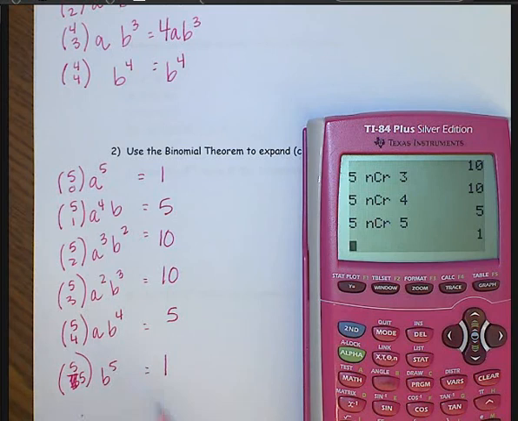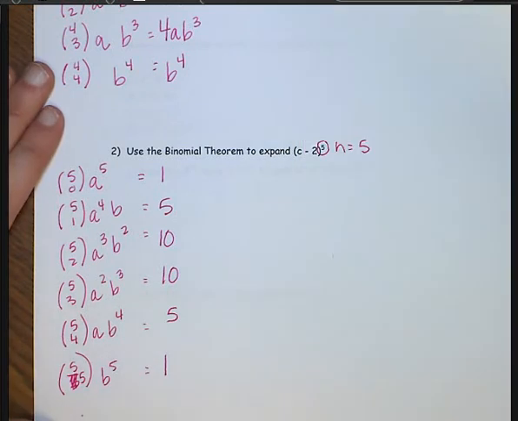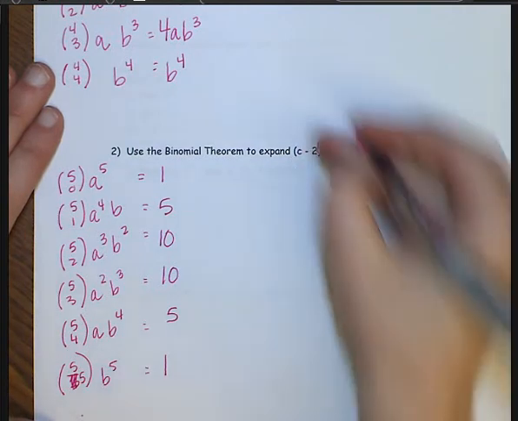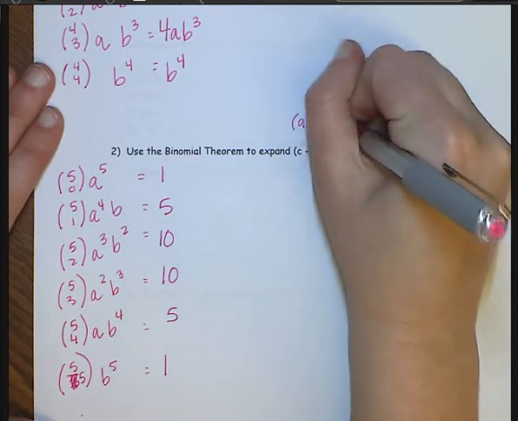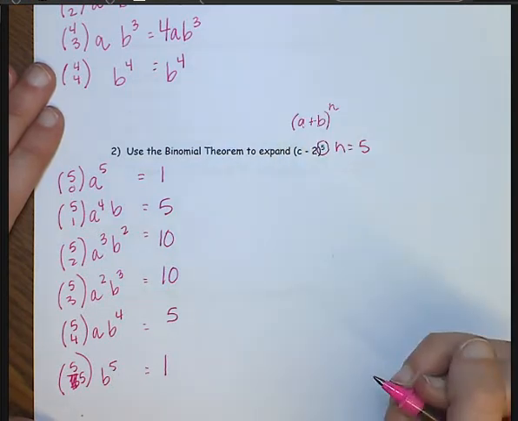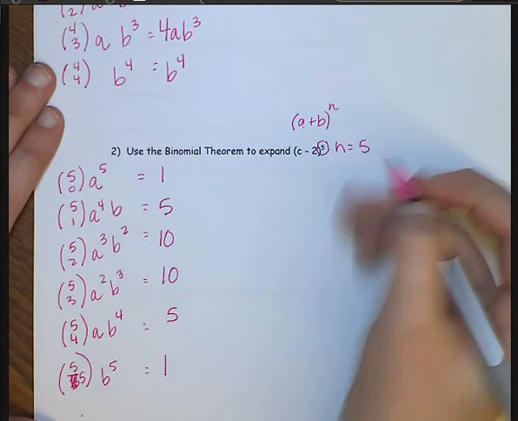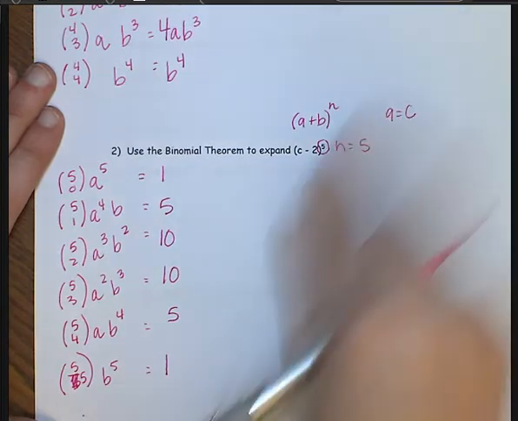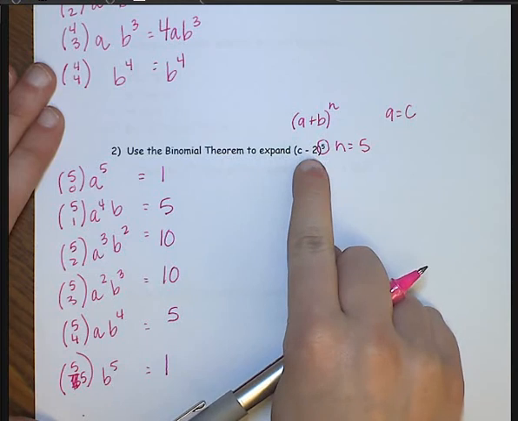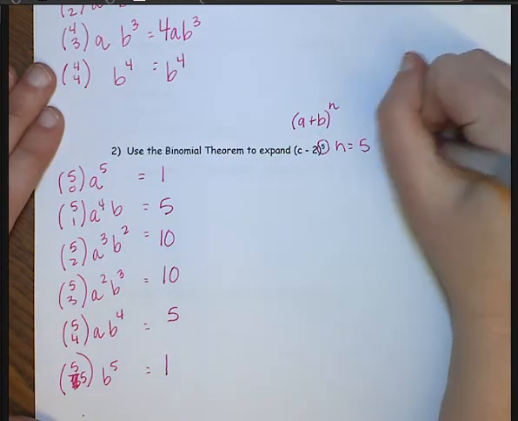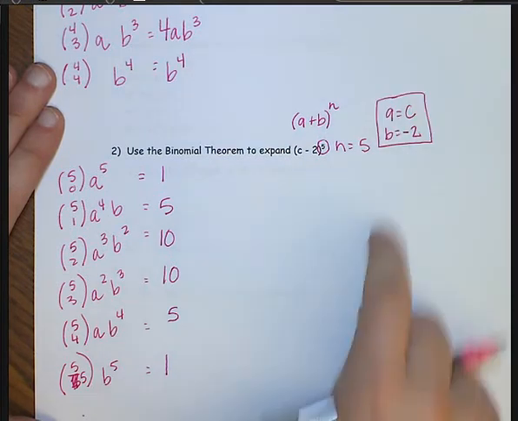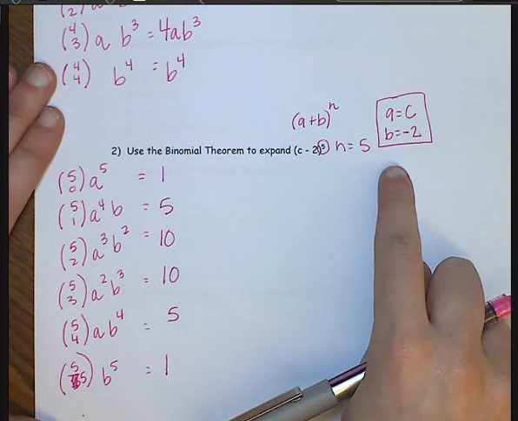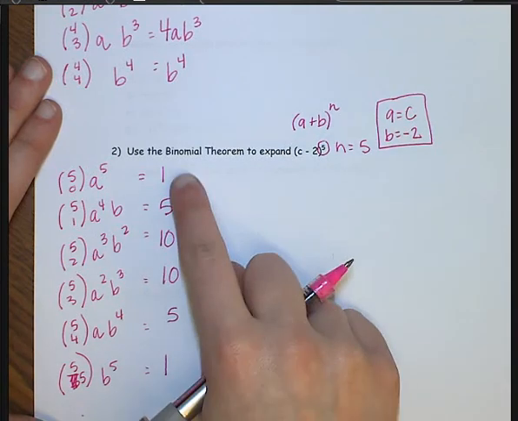Alright, so what I need to do next is think about what a and b represent. So looking at my equation, and let's compare that to the theorem, we have a plus b to the nth power. So here my a equals c, and my b equals a minus 2. So anywhere I see an a, I'm going to plug in a c. Anywhere I have a b, I'm going to plug in a minus 2. So let's go down our list.